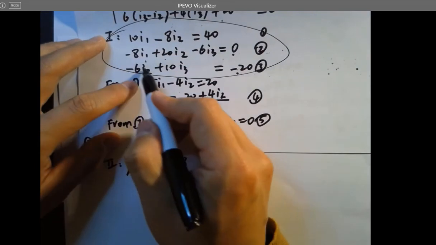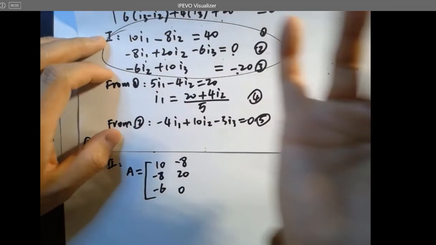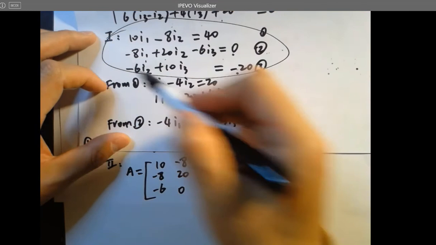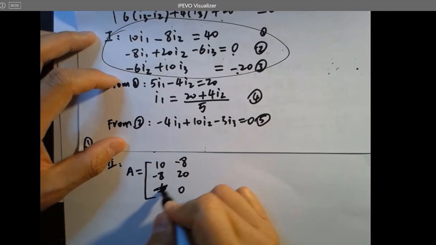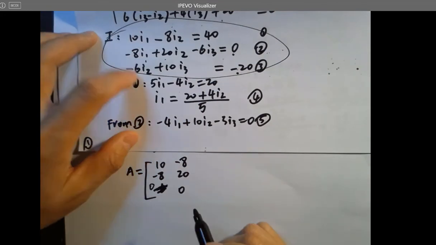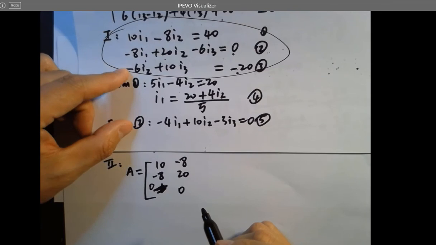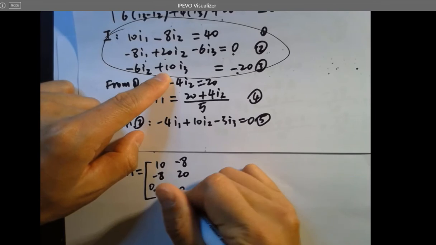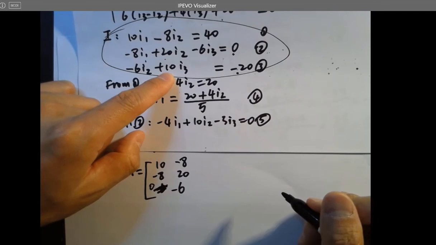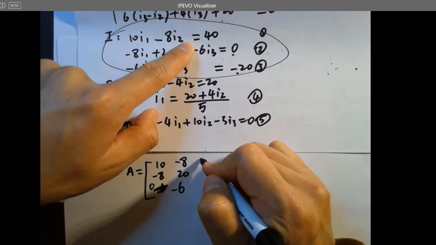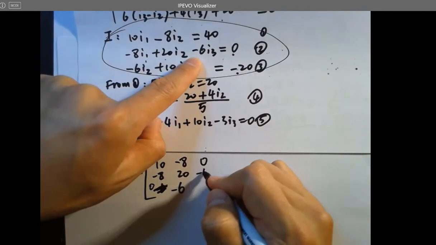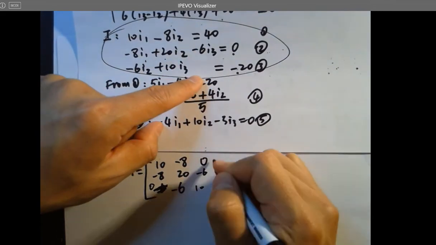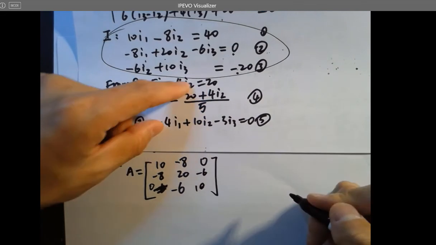Actually, there's no I1. Sorry, this is I2. So you should align it. I didn't align it. I'm sorry for that. So the coefficient for I1 in the third equation is actually 0. And the coefficient for I2 is minus 6. Okay, now it's right. So the coefficient for I3 is 0 here. This is minus 6. This is 10. So that's your coefficient matrix.